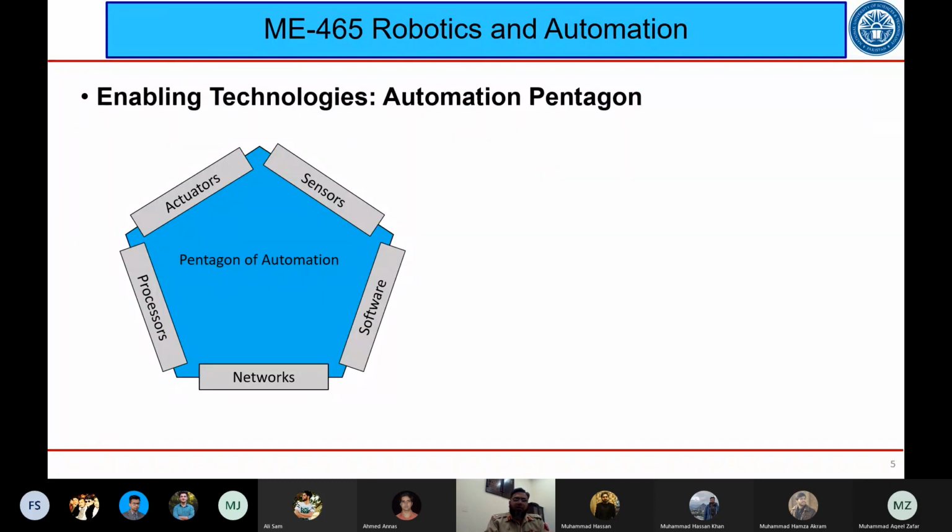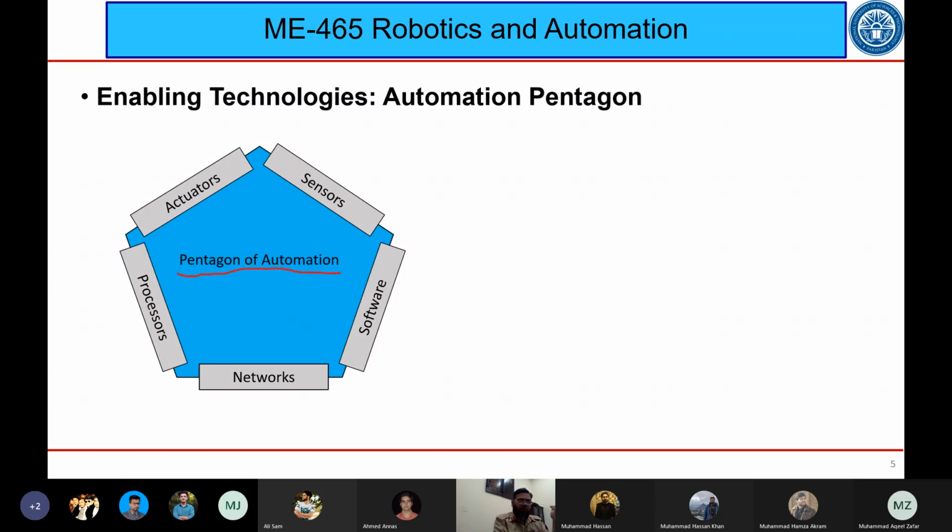and now we talk about the enabling technologies. This is the automation pentagon. So again, this diagram is going to tell us what automation is. So this is the pentagon of automation. So I'm going to now start from the end point.